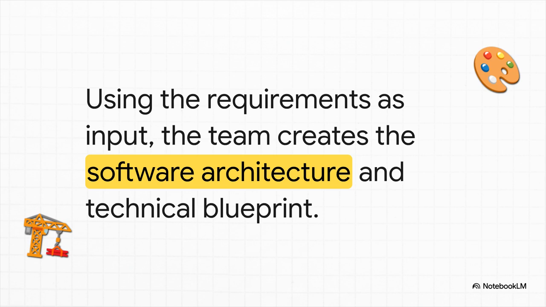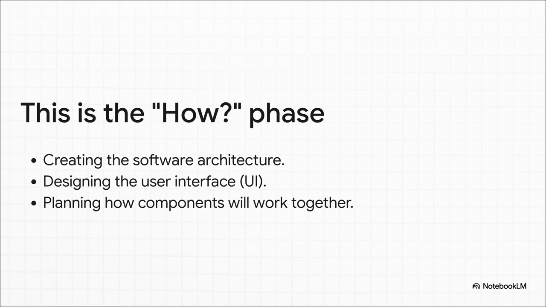So once we know what we're building, the next logical question is, how are we going to build it? And that brings us to the creative heart of the process, the design phase. And it's super important to know, we are not writing any code yet, not a single line. This is the architectural stage. The team figures out the technical structure, but they also design the user interface, the UI, which is all about what the app will actually look and feel like for the user.